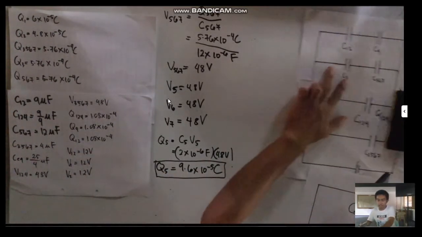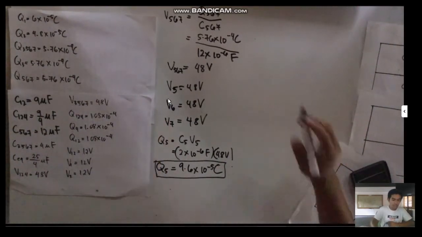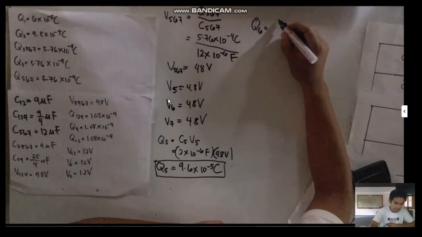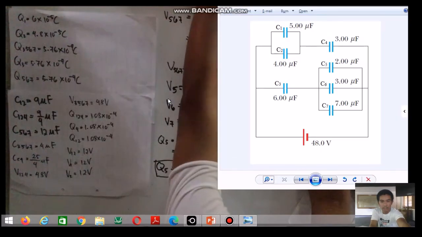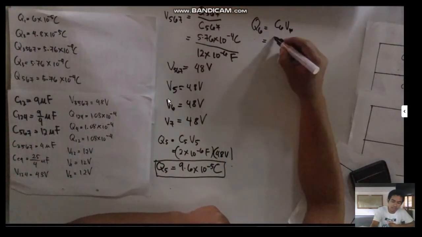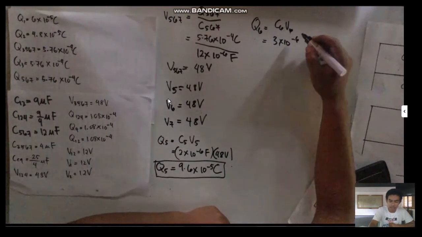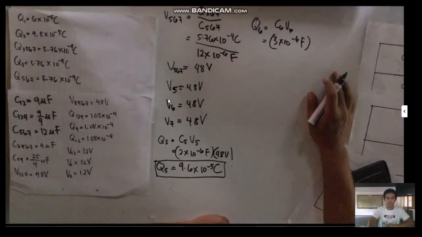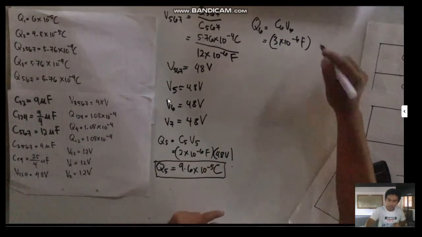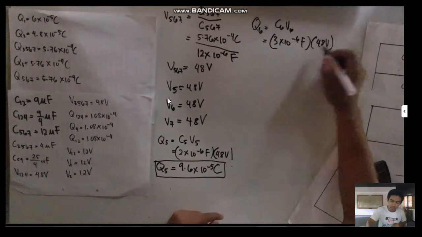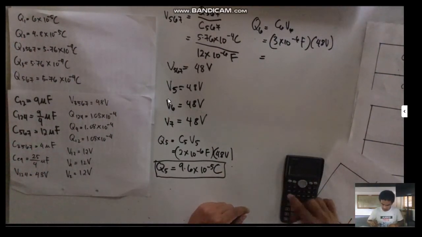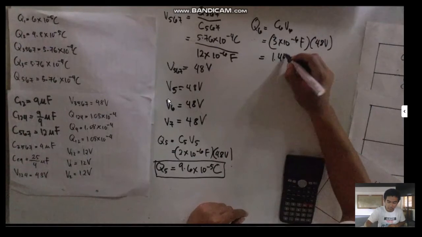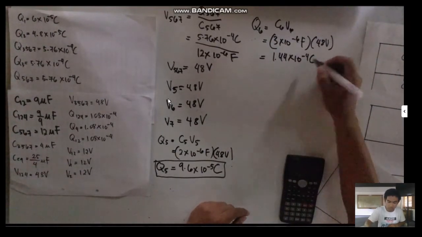Alright, next we can solve for Q6. Q6 is C6 V6. What is C6? C6 is 3 microfarad, or that's 3 times 10 to negative 6 farad multiplied by V6 is 48 volts. Then that is 1.44 times 10 to negative 4 coulomb.